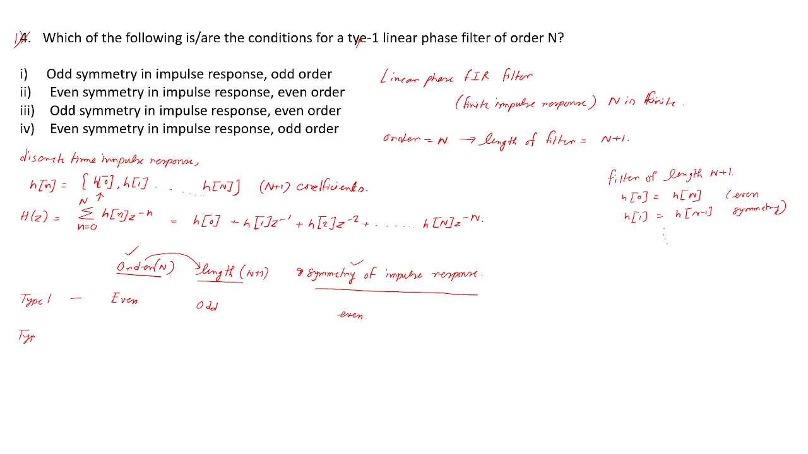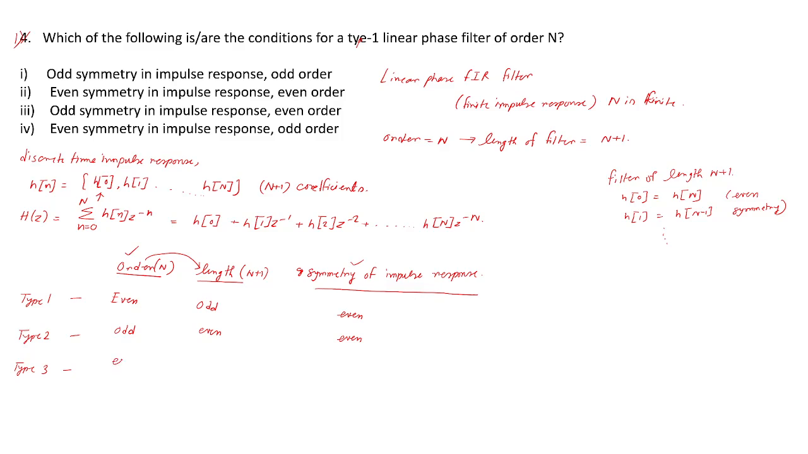Type 2 are those linear phase filters which have their order to be odd, so length translates to even only. Symmetry, however, remains the same. Type 2 linear phase filters have their impulse response symmetry to be even. Now this symmetry changes from type 3 onwards.